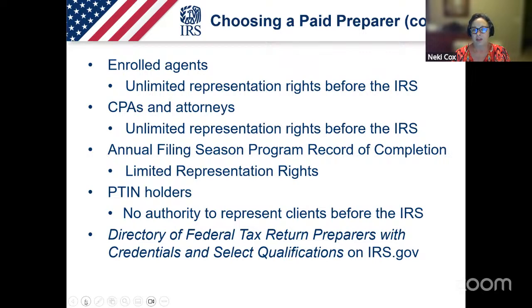So I'm going to cover each here with you. An enrolled agent is a person who has earned the privilege of representing taxpayers before the IRS.